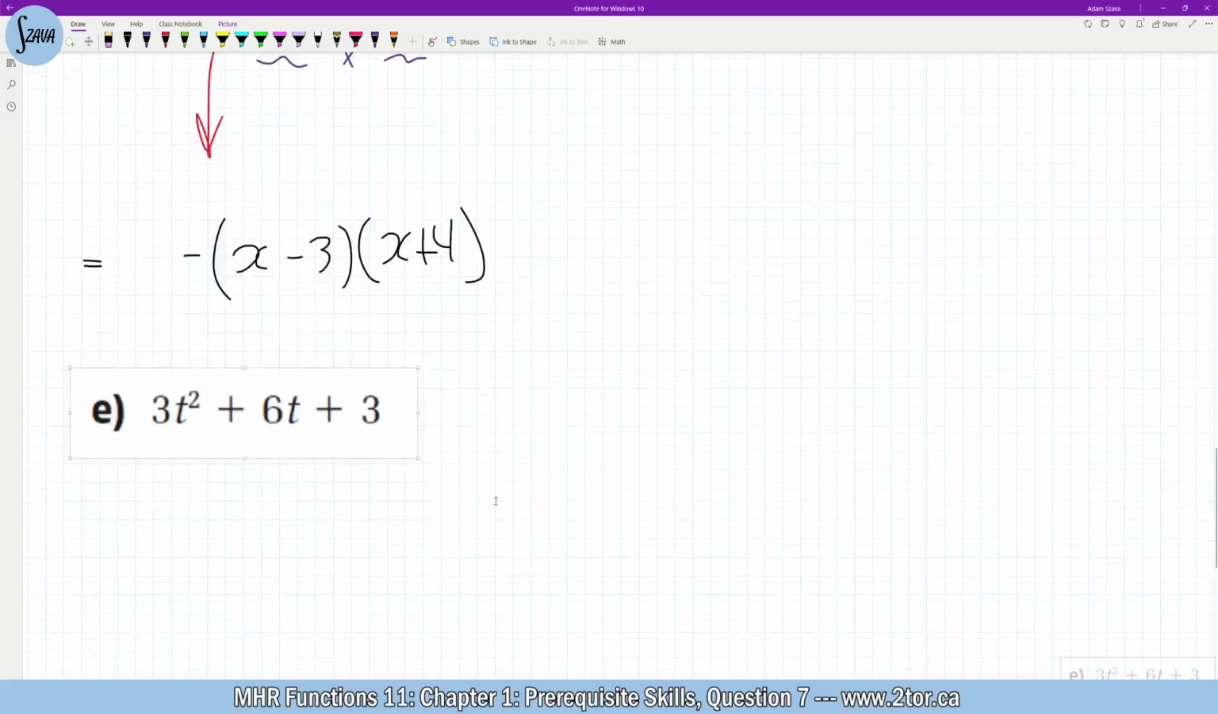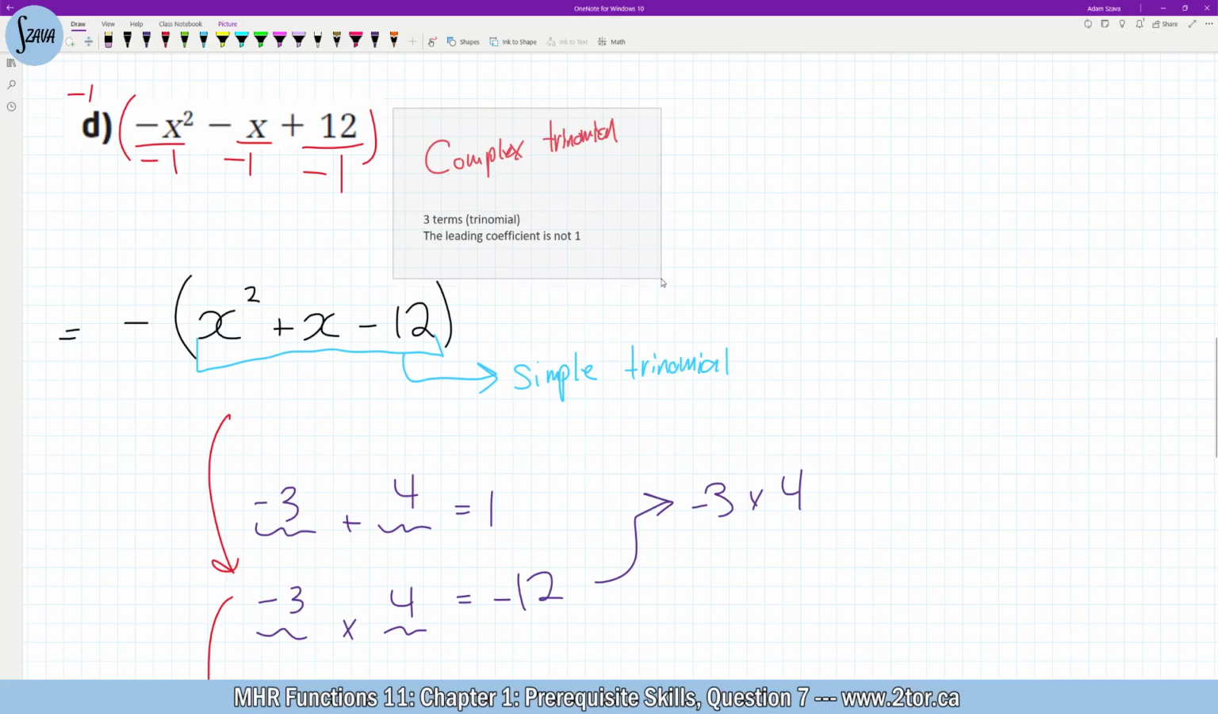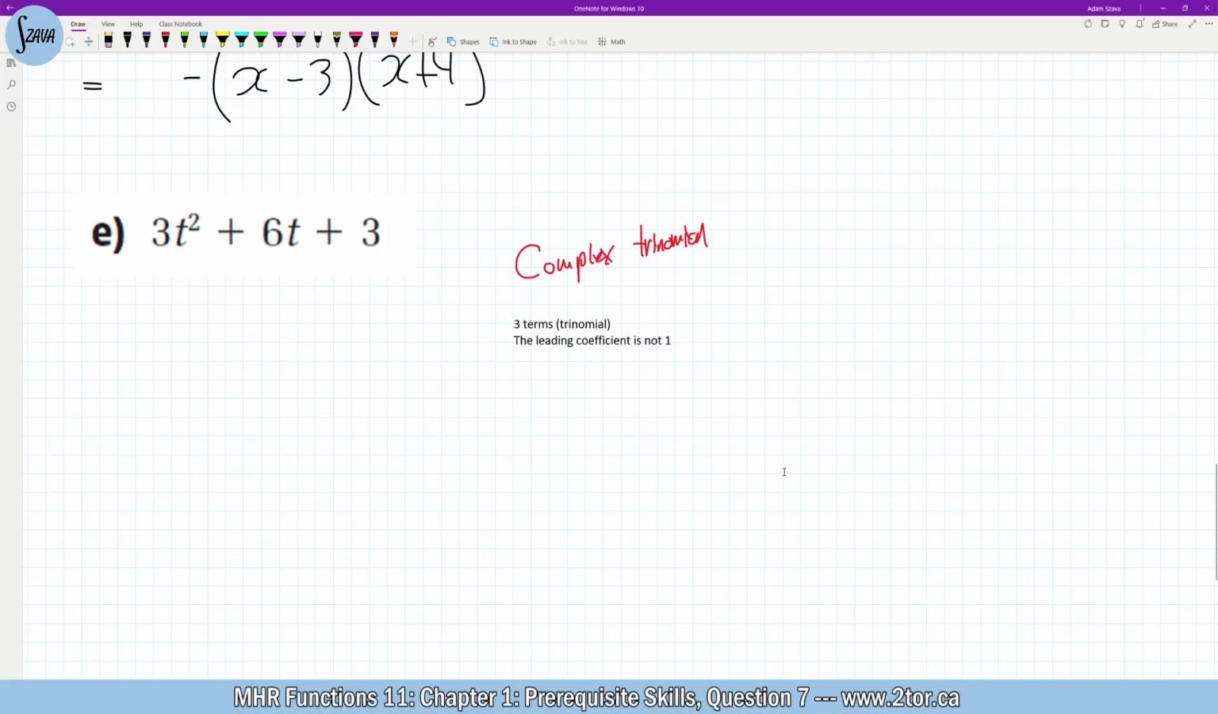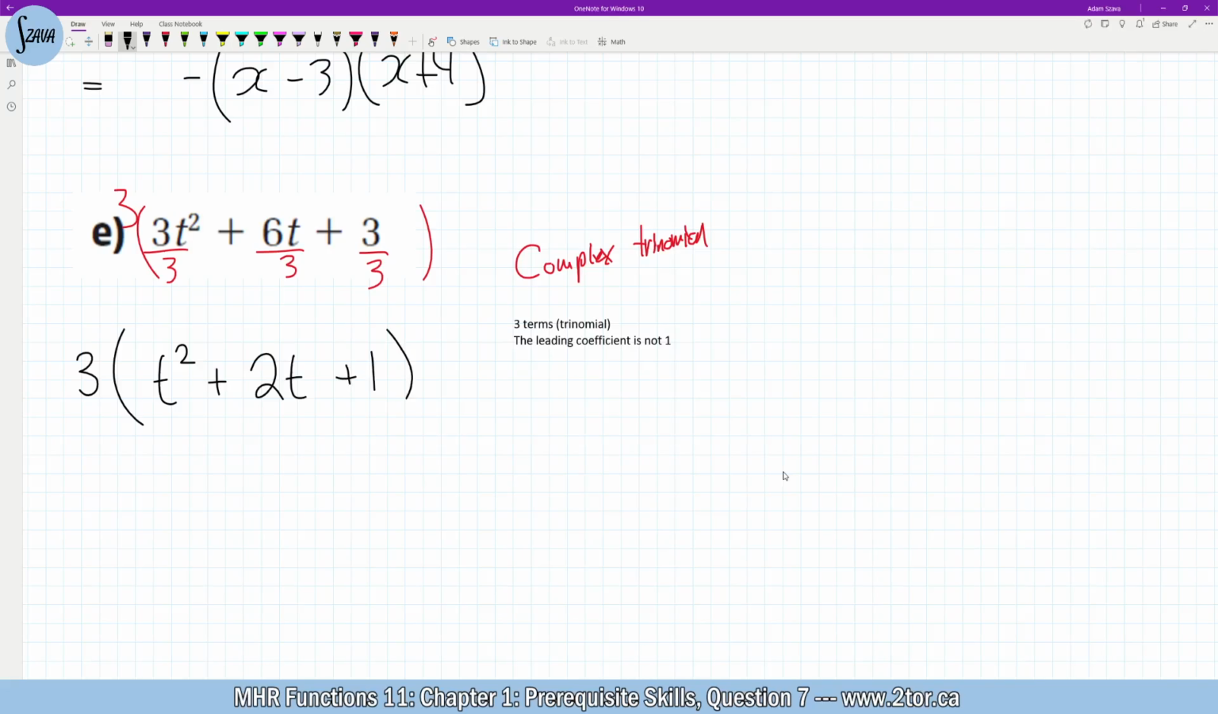Part E. We are again given a complex trinomial, right? Because it's a trinomial, but the leading coefficient is not 1. But again, we can common factor out the leading coefficient, the number 3. And we do that by dividing everything by 3 and multiplying by 3 to compensate. So we're just left with 3 times t squared. 3 over 3 is 1. 6 over 3 is 2, so 2t plus 1. 3 over 3 is 1.